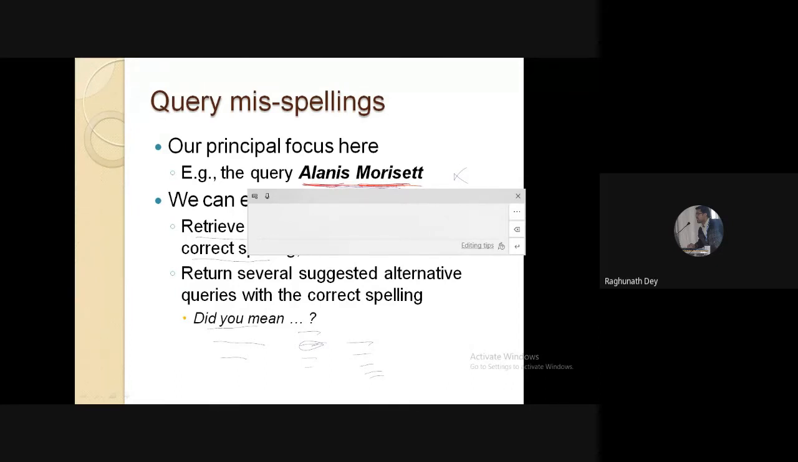It is one approach. The second approach is that whatever query is given to you, as is done by Google, you suggest some alternative queries. Did you mean this one? Did you mean this one, like that? Whatever query is selected by the user, depending on that, retrieve the posting list. So these are the two approaches. You can do any one of them and retrieve the required posting list from the corpus.